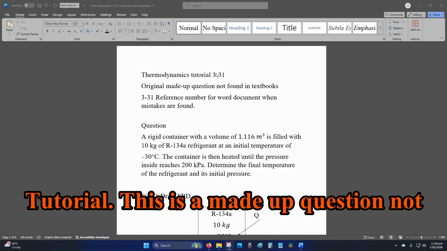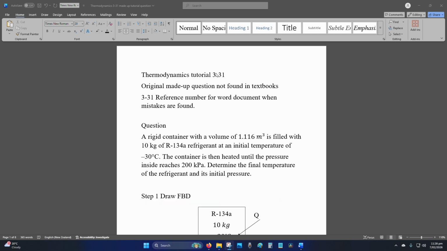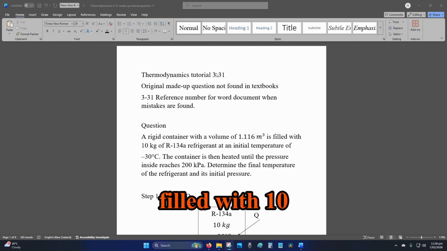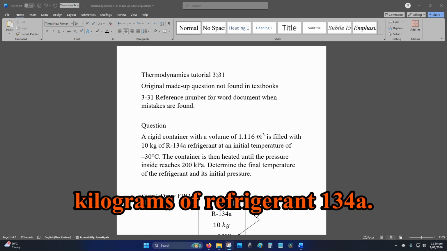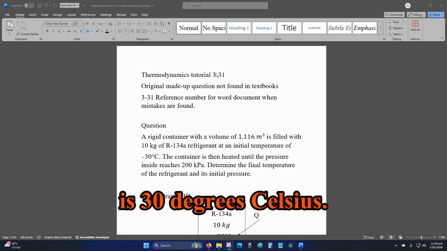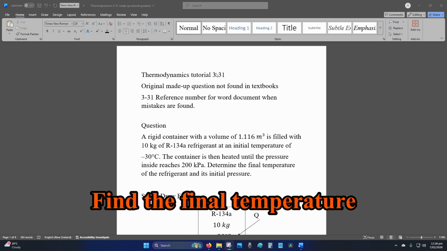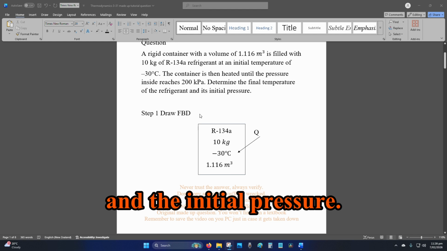This is a made-up question not found in your textbooks. We have a rigid container with a volume of 1.116 meters cubed filled with 10 kilograms of refrigerant R-134a. Initial temperature is minus 30 degrees Celsius. Heat is added until it reaches 200 kPa. Find the final temperature and the initial pressure.